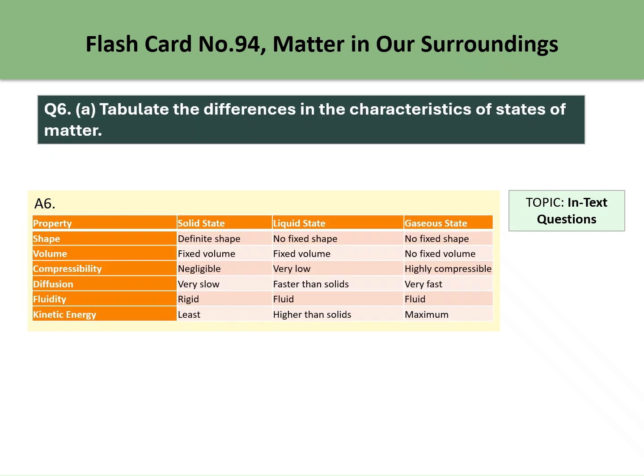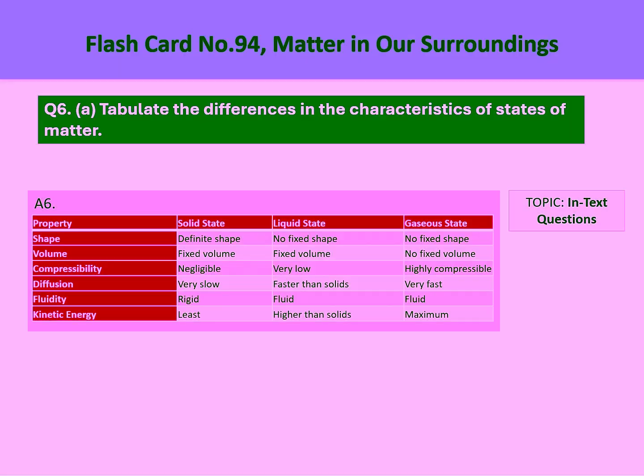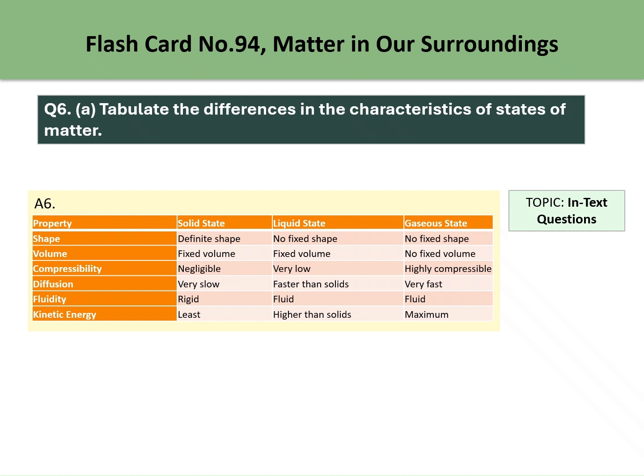Next slide. Tabulate the differences in characteristics of states of matter. Solids have definite shape, liquids and gases have no fixed shape. Solids and liquids have fixed volume, gases have no fixed volume. Compressibility is negligible in solids, very low in liquids, and gases are highly compressible. Diffusion is very slow in solid state, faster than solid in liquid state, and very fast in gaseous state.